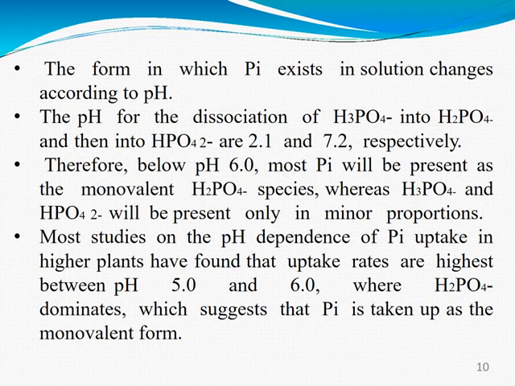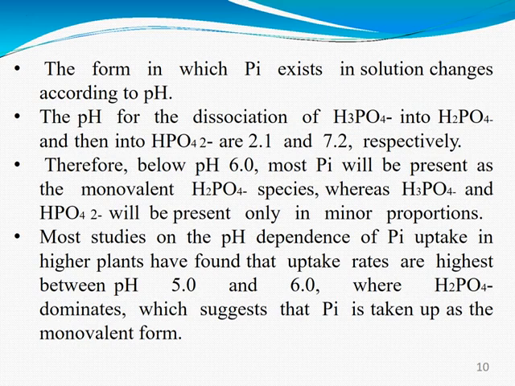The form in which ionic phosphorus exists in the solution changes according to pH. The pKa values for the dissociation of H3PO4 into H2PO4 and then into HPO4 are 2.1 and 7.2 respectively. Therefore, below pH 6, most ionic phosphorus will be present as the monovalent species, whereas H3PO4 and HPO4 will be present only in minor proportions.